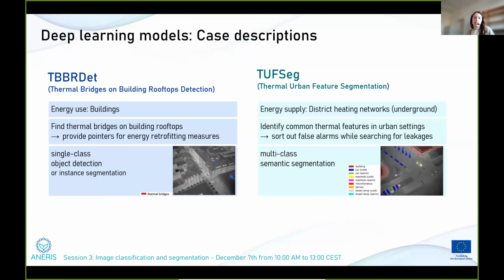Actually, the annotated images are polygons, so we can also see it as an instance segmentation problem, but we're handling just one single class. And then for the thermal urban feature segmentation, we have multiple classes, as you can see. So buildings, cars, manholes, street lamps, people, and so on. And here it's sufficient to just see it as a semantic segmentation problem.